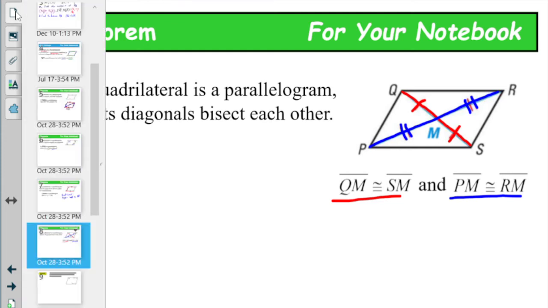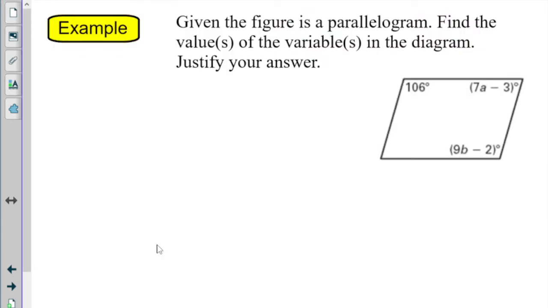So, first one. Given the figure is a parallelogram, find the values of the variables in the diagram, justify your answer. So again, justify your answer means which of these are you using? So let's take a look. Let's start by solving for A. So we have this here, and we have this here. First off, we're talking about sides or angles. Angles, we know that because they're inside my parallelogram and they have the degree symbol on them. Are they on opposite corners of each other, or are they back to back in there? They're back to back. So those are consecutive angles.